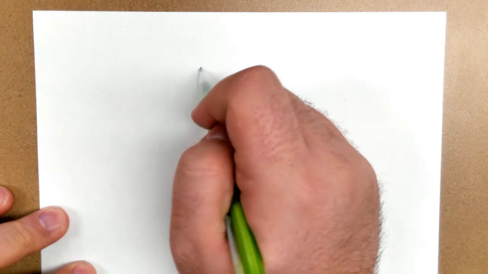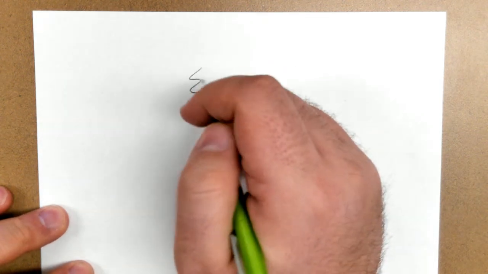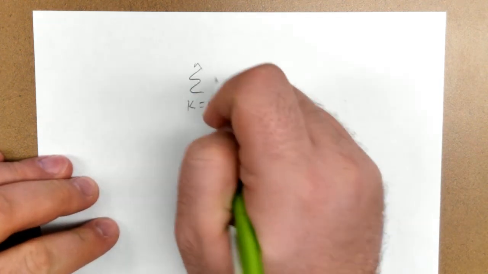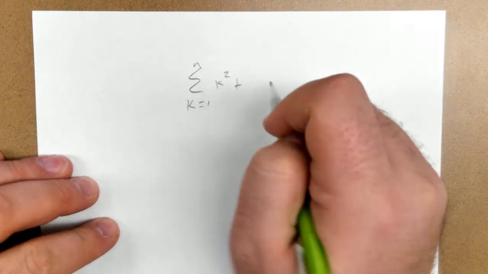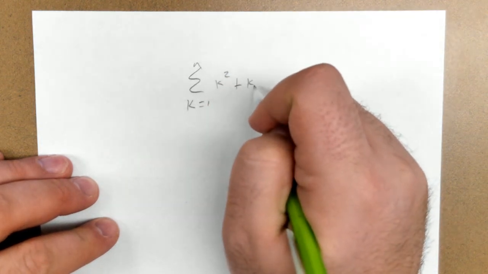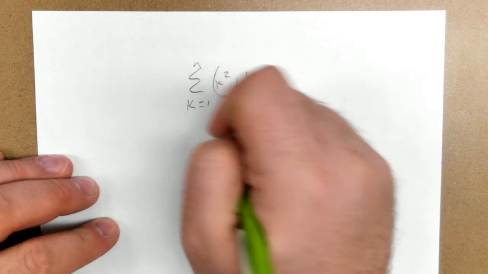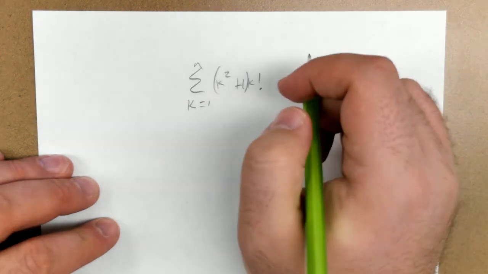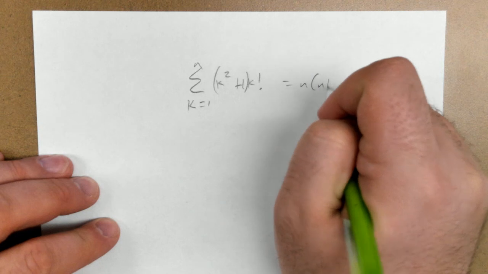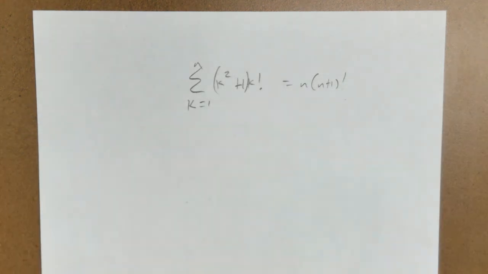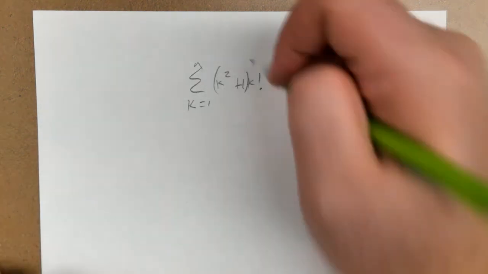All right, let's go to the third one here. And we want to prove an identity. They give you the answer. So you have this finite sum, k goes from 1 to n, of (k squared plus 1) times k factorial. And they said it's n times (n plus 1) factorial. Make that k more clear.